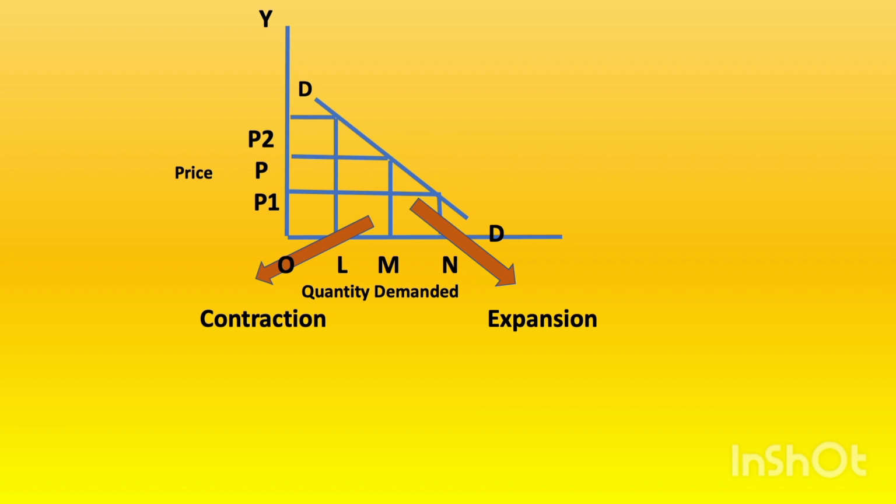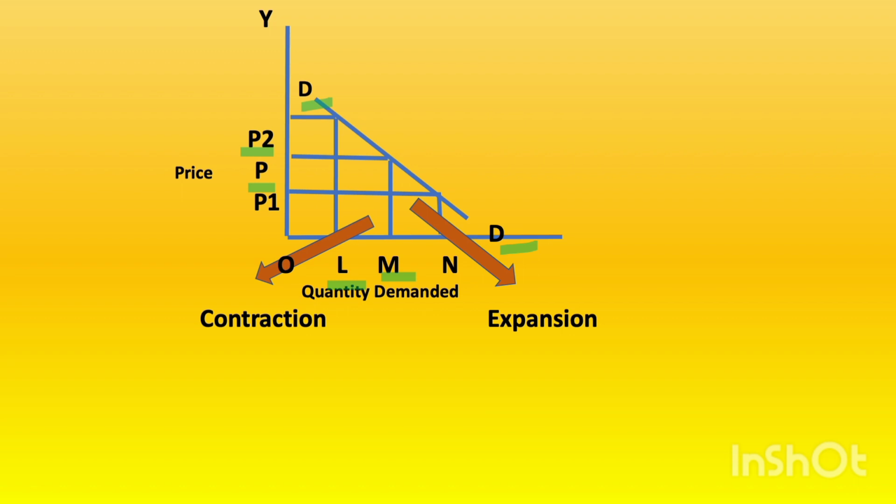In this graph, you can see that the y-axis measures the price and the x-axis measures the quantity demanded. Here DD is the demand curve. When the price is OP, the quantity demanded is OM. When the price increases from OP to OP2, the quantity demanded decreases from M to L.